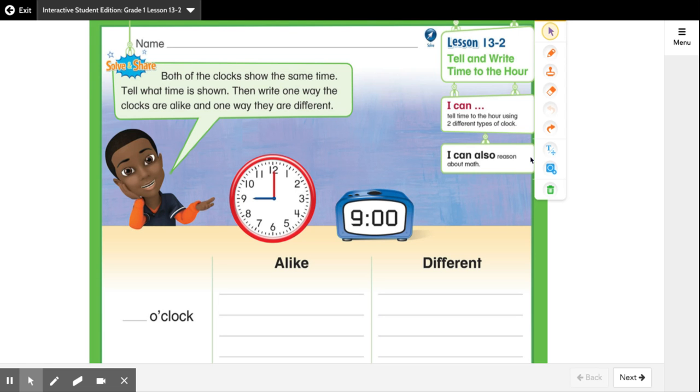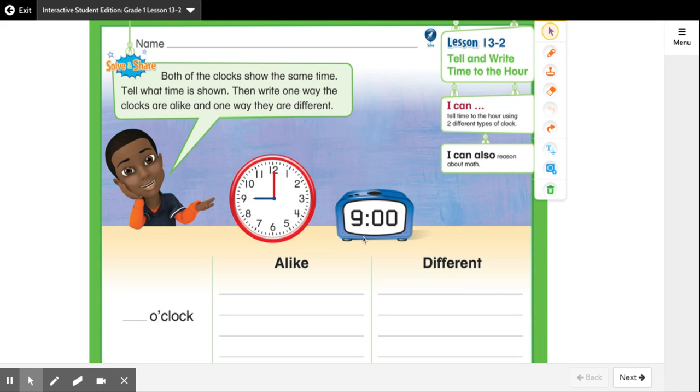Hey friends, for math today we're on lesson 13-2, tell and write time to the hour. All right, let's take a look at our I can statement and read that together. Ready? I can tell time to the hour using two different types of clock.